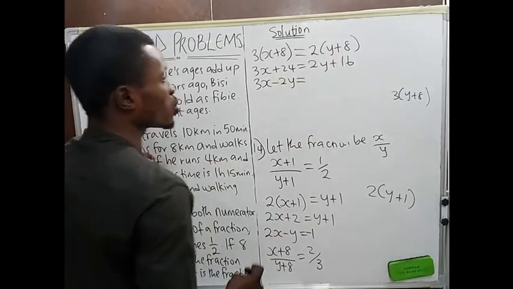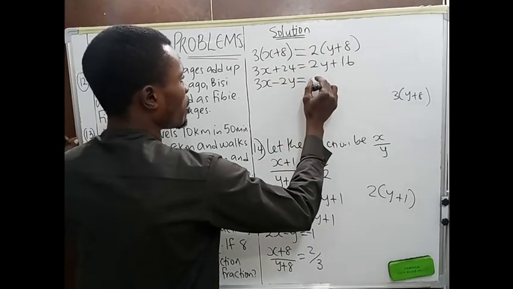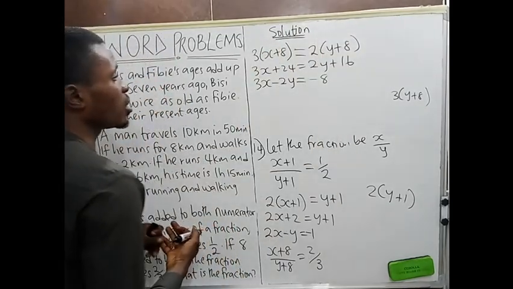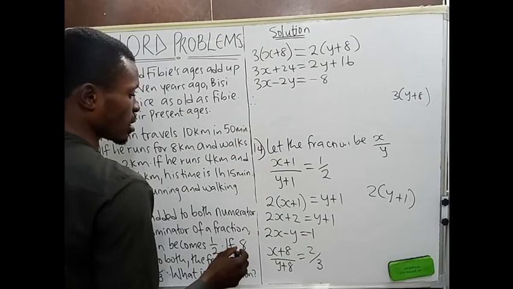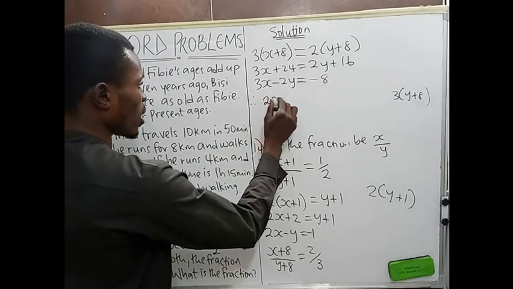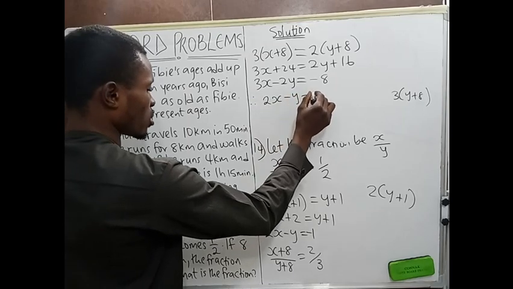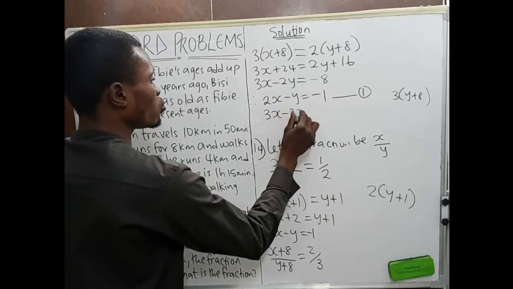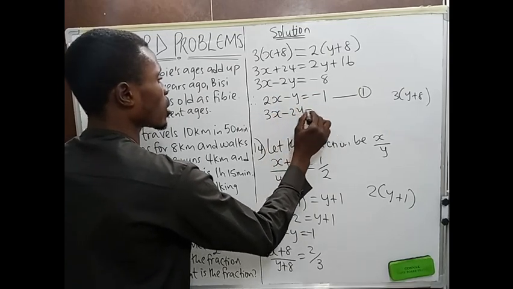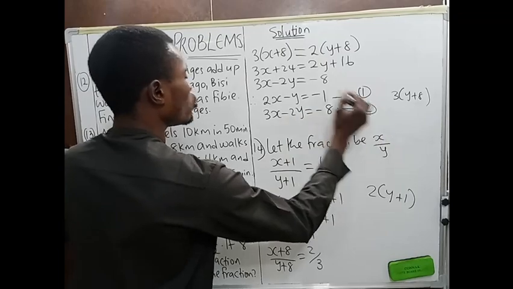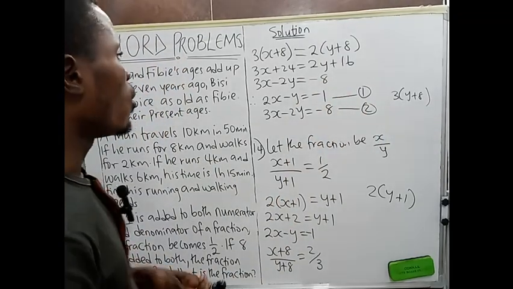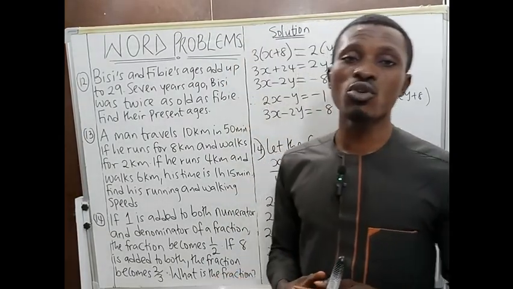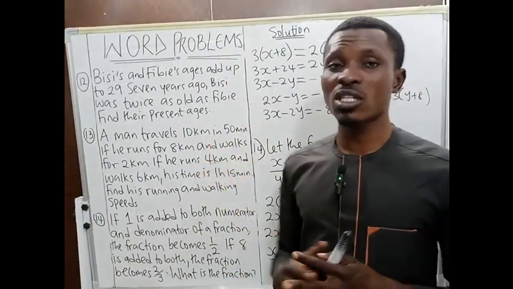16 minus 24 is minus 8. So therefore, we have the first equation to be 2x minus y equals minus 1, equation 1, and also 3x minus 2y equals minus 8, equation 2. And that is all we have for you for the translation interpretation of the word problems. In our next video, we're going to solve all the resulting equations.